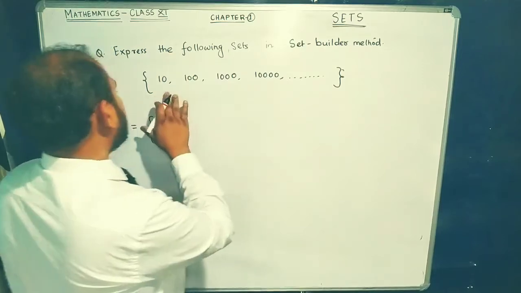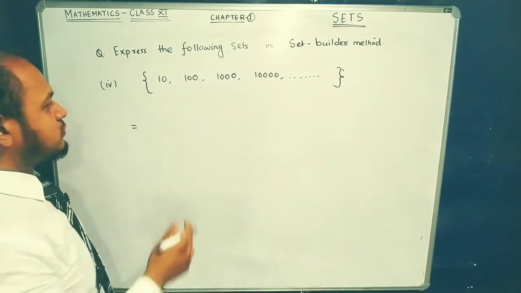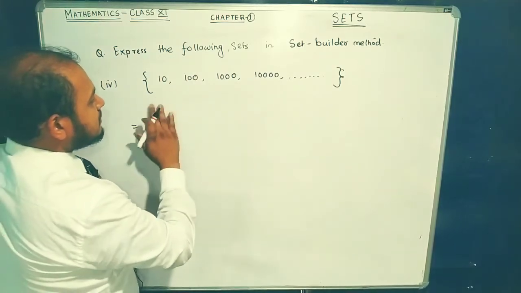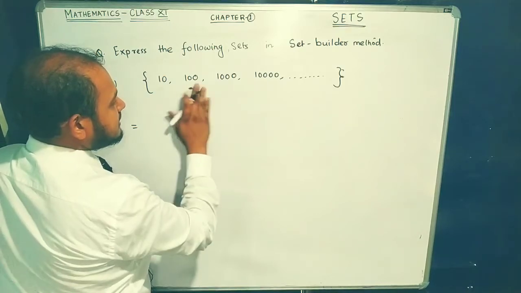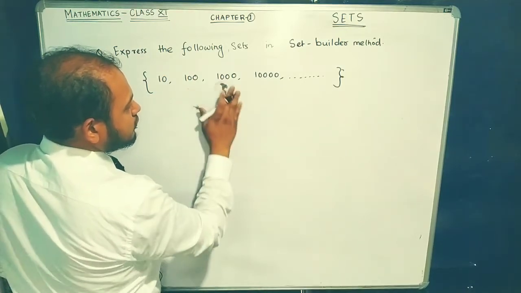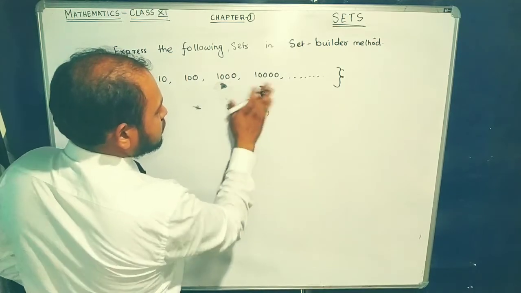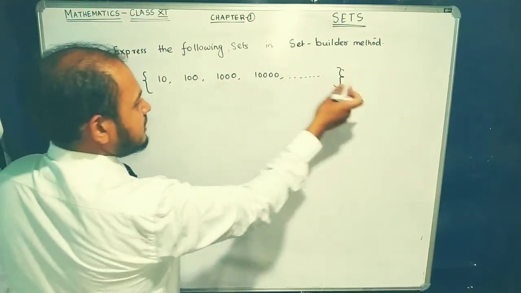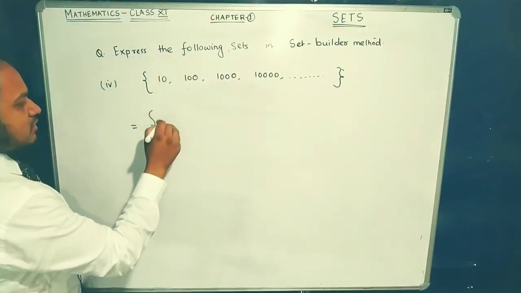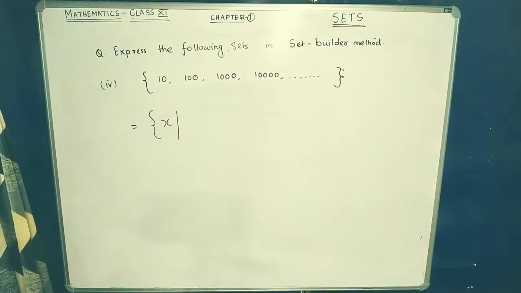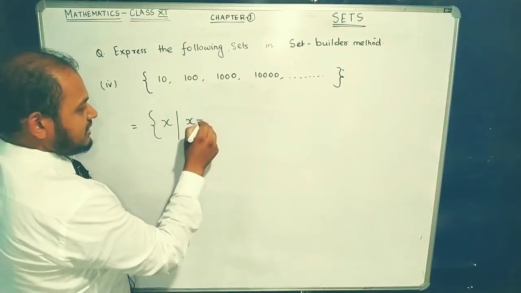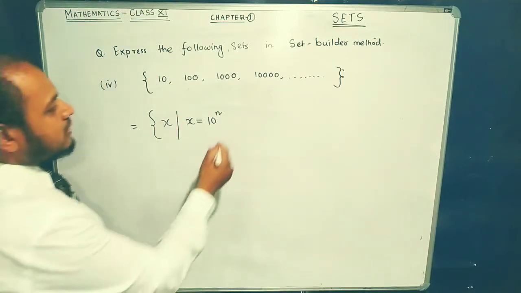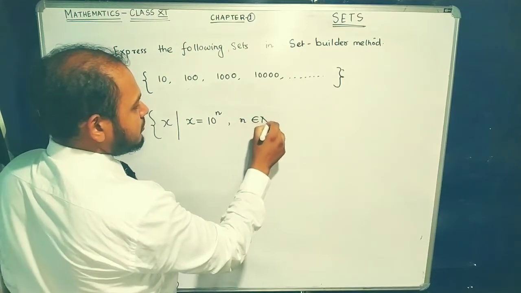Remember, why do we say collection of x's? Because when we say collection of x's, we are saying that in the first place x becomes this number, in the second place x becomes this number, in the third place x becomes this number, and so on. So x individually keeps on taking values this, then this, then this, and so on. So I am saying that it is a collection of x's such that x is 10 to the power some number n or some variable n, and n belongs to the set of natural numbers.